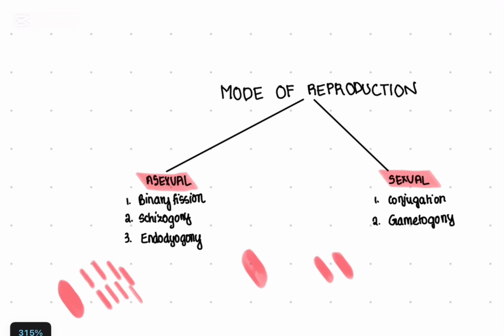Now, sexual reproduction includes conjugation, where there is an exchange of nuclear material between two protozoans, and each will get a nuclear fragment from the other. Then we have gametogony, where sexually differentiated cells unite to form a zygote. So that's all about the modes of reproduction.